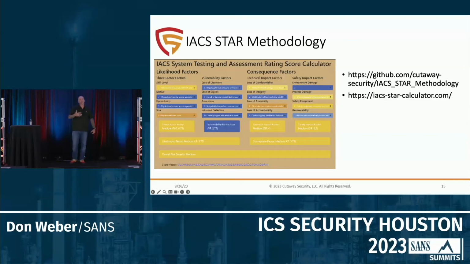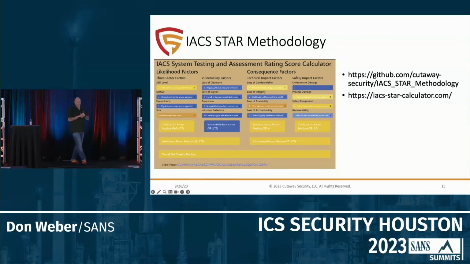Now, all of those things are important with our control environments, but the things that people in our control environments are most concerned about, those process engineers, those operators, they're concerned about safety. They are concerned about what is the impact to safety, environmental damage, process damage. How is it affecting the safety equipment? How does this affect my recoverability?